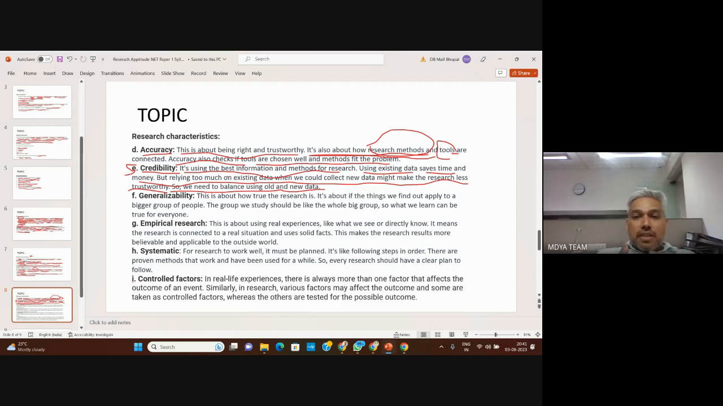So to understand credibility, what you have to keep in your mind is that it uses the best information and methods for research. Using existing data saves time and money, but relying too much on existing data, means the data which is already there and you are conducting research on that, is difficult sometimes. So it is always good to collect new data and do your research. That is what credibility means.